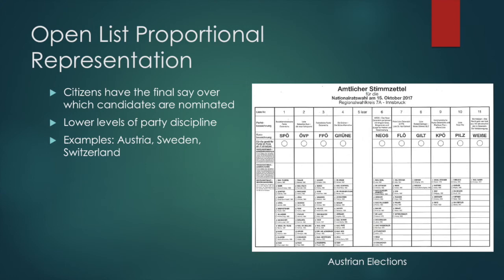And one advantage of open list proportional representation over a majoritarian vote is that even if the candidate that one chooses doesn't garner much support, the candidate's vote will not be wasted, as they are still helping elect other candidates in the party to win seats. Examples are Austria, Sweden, and Switzerland.